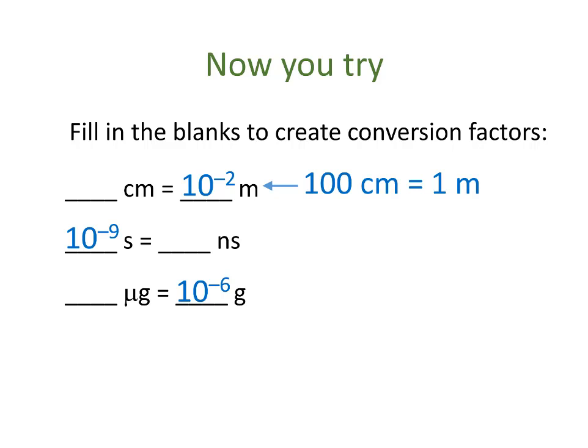Now you may be used to seeing that 100 centimeters is equal to 1 meter. Mathematically, that's the same thing as saying 1 centimeter equals 10 to the minus 2 meters. So it is okay to give this as your conversion factor instead of 1 centimeter equals 10 to the minus 2 meters. Either one is okay.